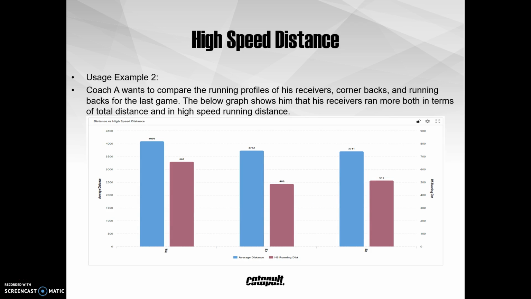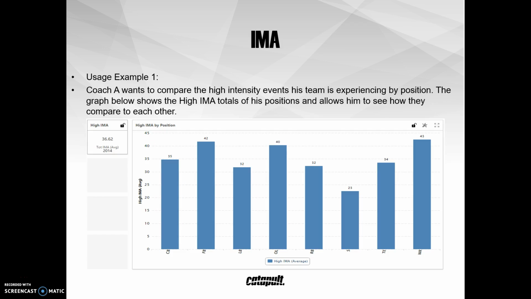We can also use high-speed distance to build out a running profile for our positions, as we've done here. What we're seeing is the average distance and the average high-speed distance for our wide receivers, our cornerbacks, and our running backs. This will serve as a good baseline when we are comparing individuals to their groups, as well as give us a good idea of demands for any incoming players at these positions as we start to get them ready to fit into our groups.